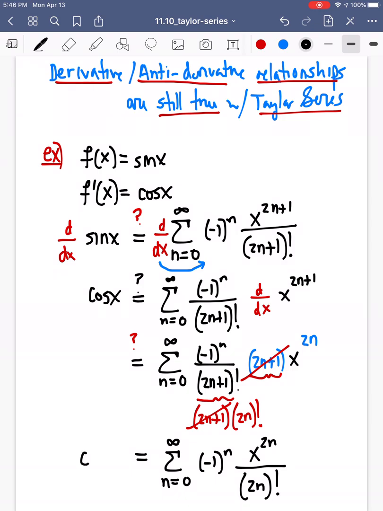And of course, we can recognize this to be the cosine Taylor series centered at 0, or the Maclaurin series. So again, in this case, we're just illustrating that the same differentiation and anti-differentiation relationships that we know to exist between functions are still going to be true in their Taylor series or Maclaurin series representations. This isn't a proof, but hopefully this builds a little intuition that this is indeed true.